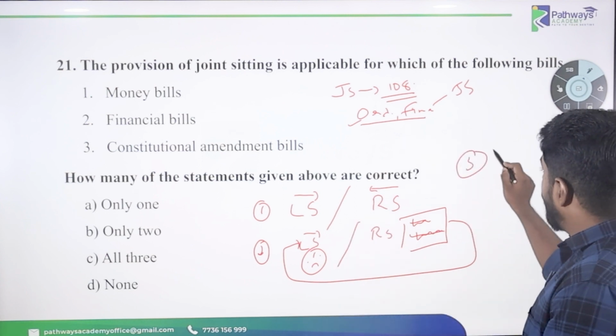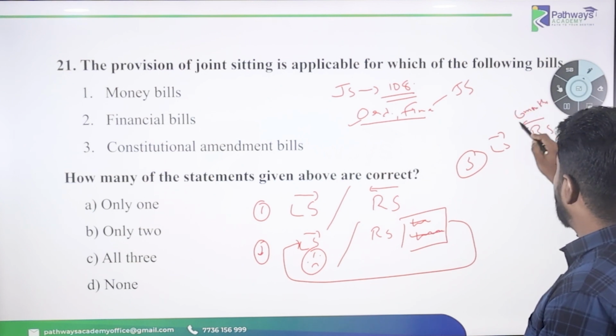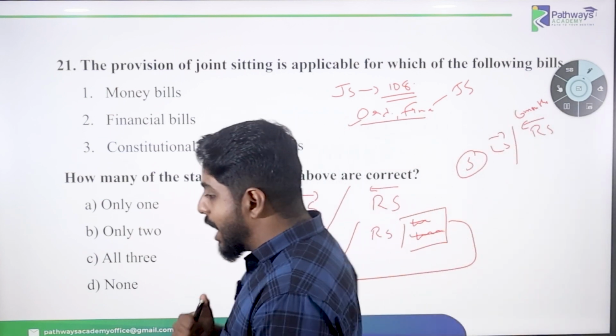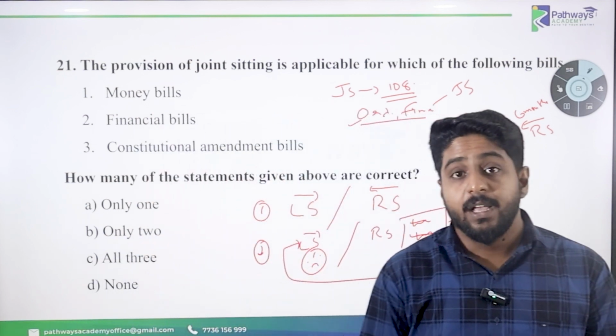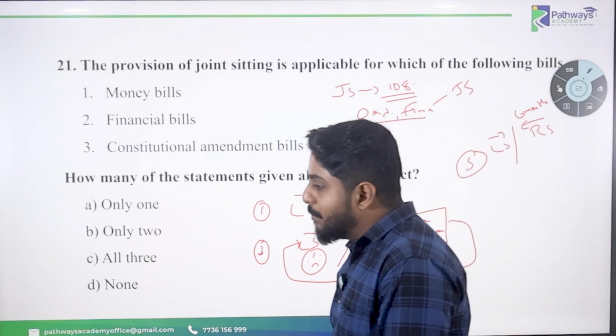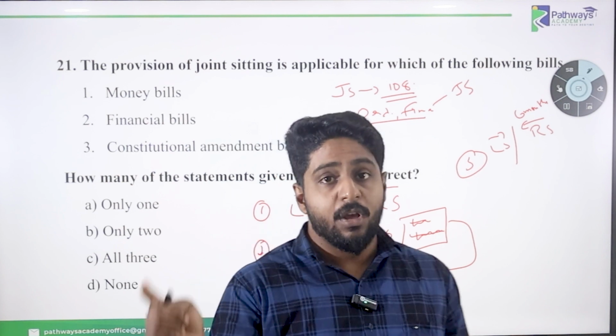Condition number 3 is that Lok Sabha passes a bill. Rajya Sabha sits on this bill for more than 6 months. That will also be a deadlock. On these 3 conditions, if the bills are ordinary or financial bills, the President of India can issue a notification for joint sitting. It is not compulsory, but the President of India may issue a notification for joint sitting.